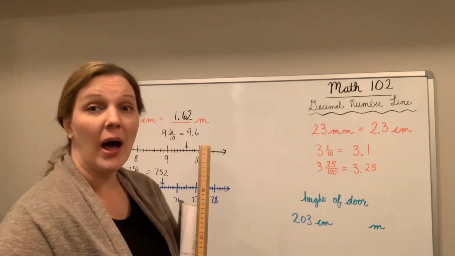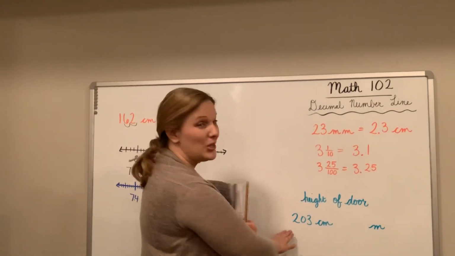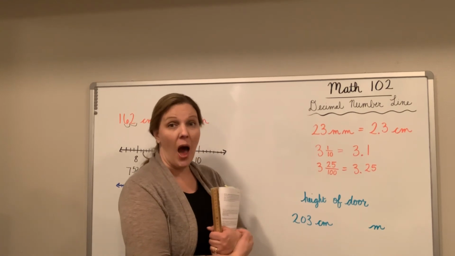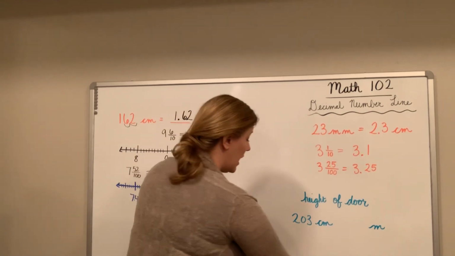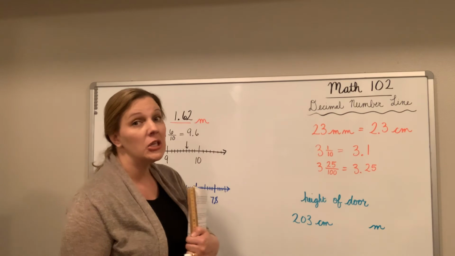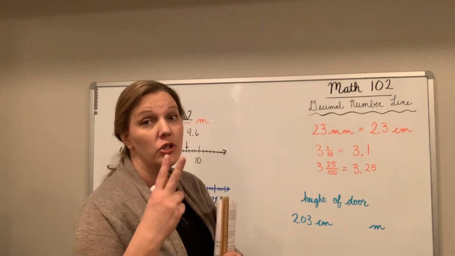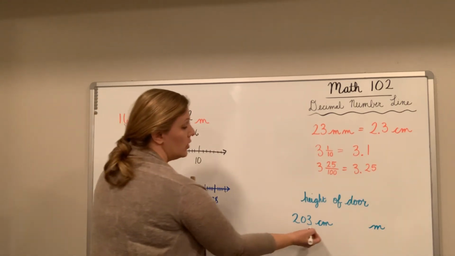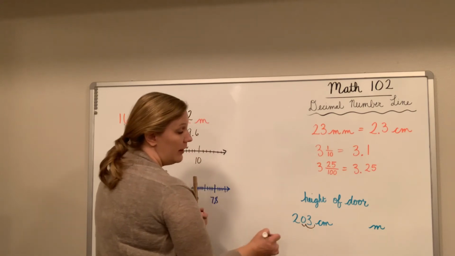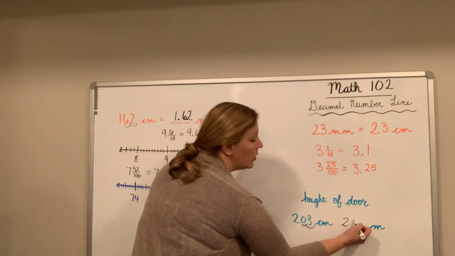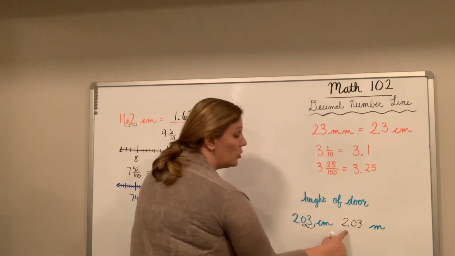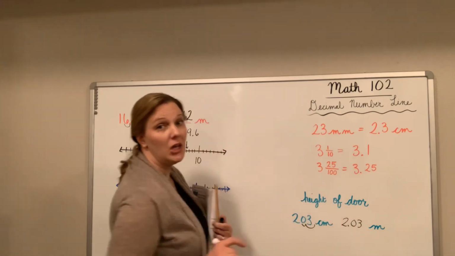So the height of my door, I measured it was 203 centimeters. Now I'm going to change my centimeters to meters. There are 100 centimeters in a meter, so I have to move it over 2 decimal places. So 2 places to the left, so it becomes 2.03, or 2 and 3 hundredths meters, okay?